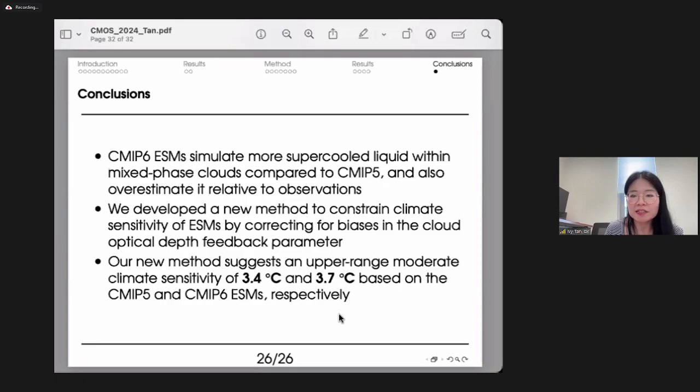Second, we developed a new method to constrain the climate sensitivity of Earth system models by correcting for biases in the cloud optical depth feedback parameter. And application of our new method suggests an upper range moderate climate sensitivity of 3.4 degrees Celsius for CMIP5 and 3.7 degrees Celsius for CMIP6.